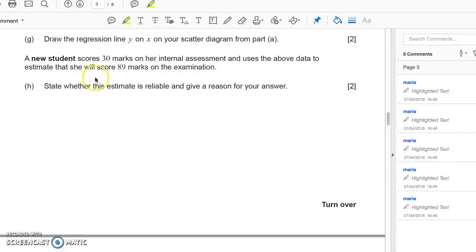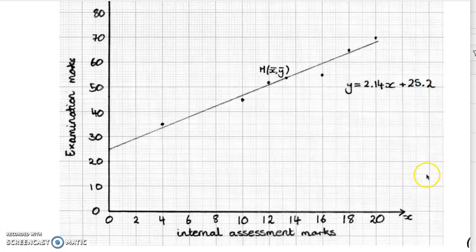Last question. A new student scored 30 marks on her internal assessment, the x, and uses the above data to estimate that she will score 89 marks on the examination. Okay, she's using the formula with the x to get a value for the y. State whether this estimate is reliable and give a reason for your answer. So we'll go back to the graph, and if we try to put her 30 marks, what do we see? It's out of range. My maximum is 20.